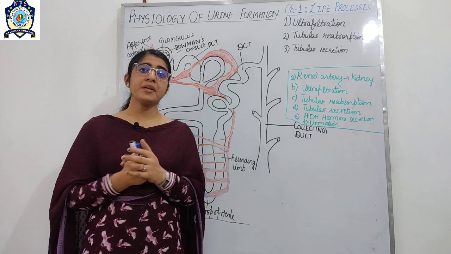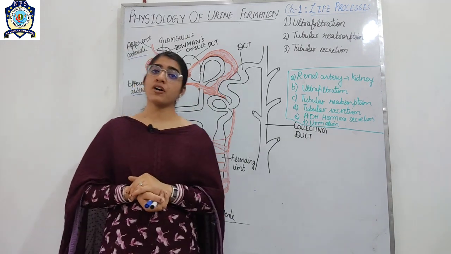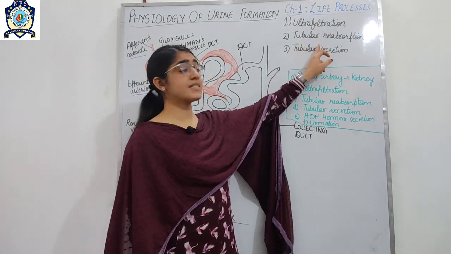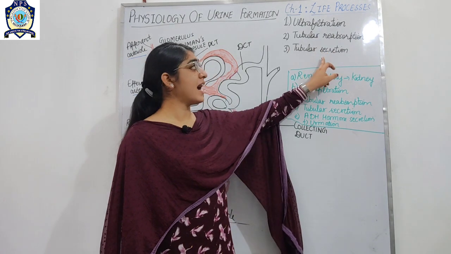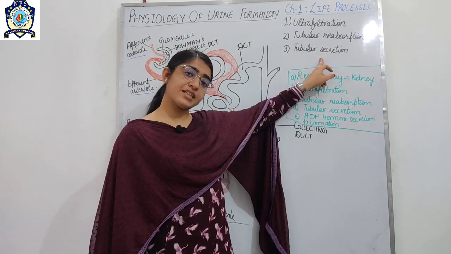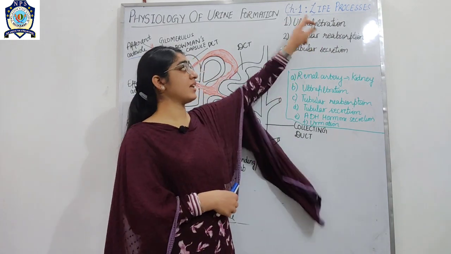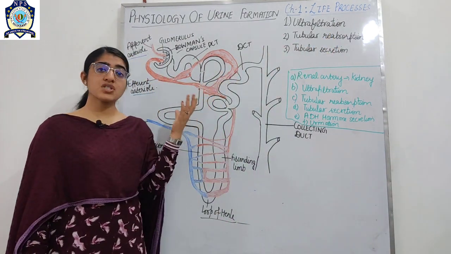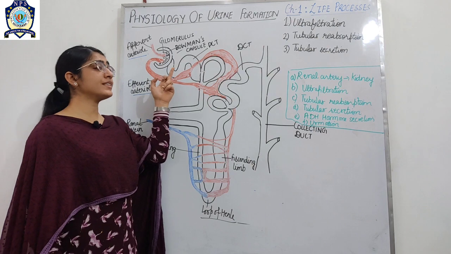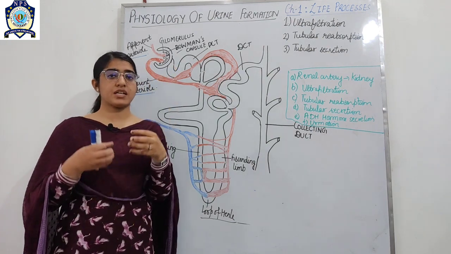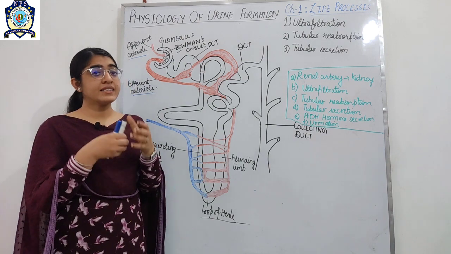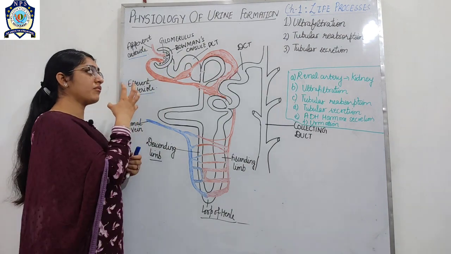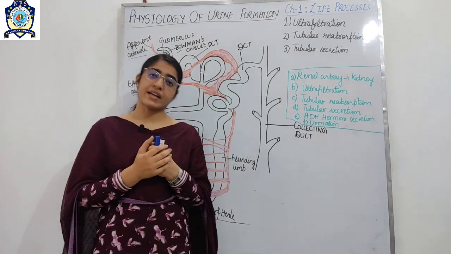Students, please keep in mind that the physiology of urine formation contains three different steps. One is ultrafiltration, second is tubular reabsorption, and the third one is tubular secretion. We are first discussing ultrafiltration. So in ultrafiltration, what happens? As the blood enters the glomerulus with high pressure, it is filtered here, and after filtration the filtrate enters into the Bowman capsule.